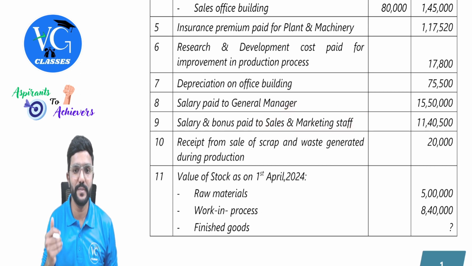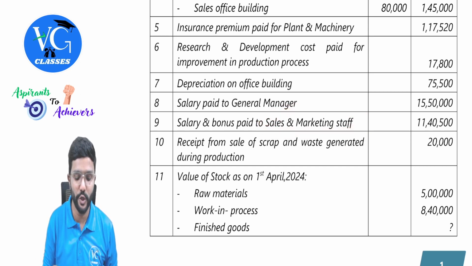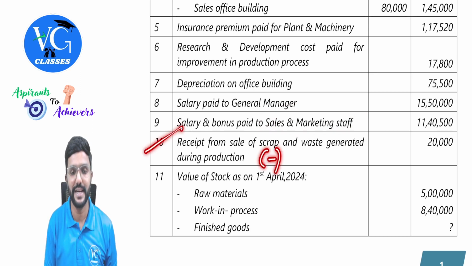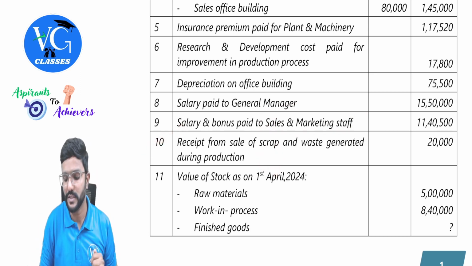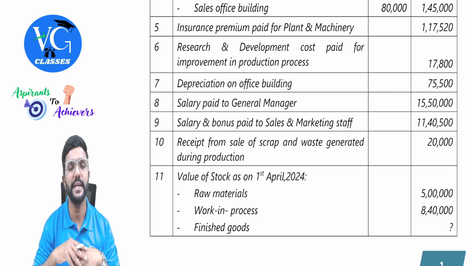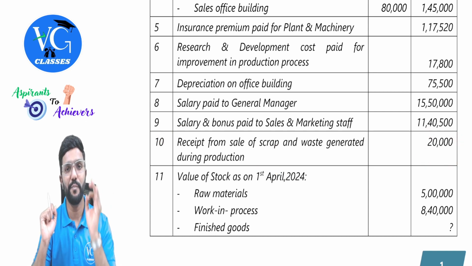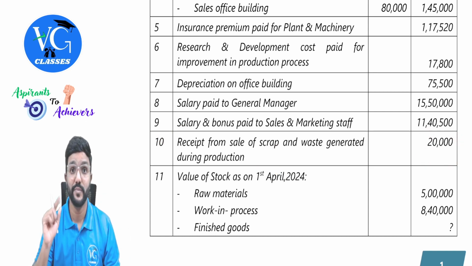Then the 10th one, amount received from sale of scrap and waste generated during production. So this we need to deduct. Please be careful. This is not a cost. This is like revenue, miscellaneous income. This will reduce our cost. So before cost of production, we need to deduct it.